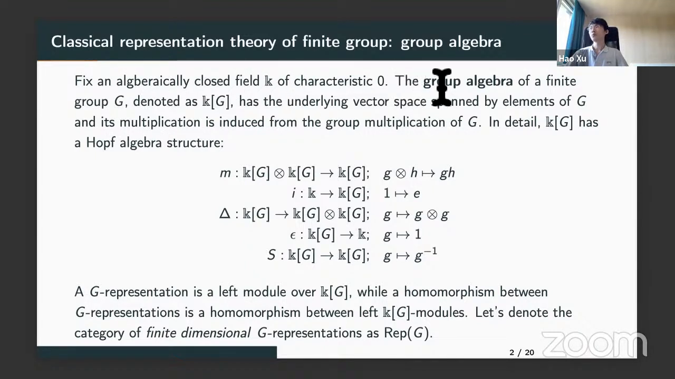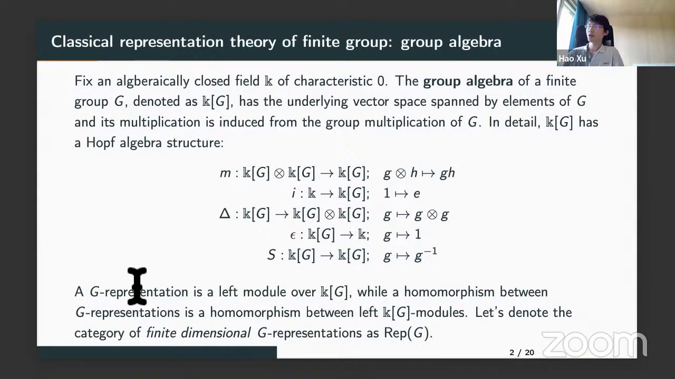We define the group algebra for a finite group G to be the vector space spanned by elements of G together with the following Hopf algebra structure. So this multiplication is induced by group multiplication on G. The multiplicative unit is induced by the group unit. The co-multiplication here is given by copying of group elements, and the co-unit here is given by augmentation of the algebra. And finally, there is an antipode given by taking the inverse of group elements.